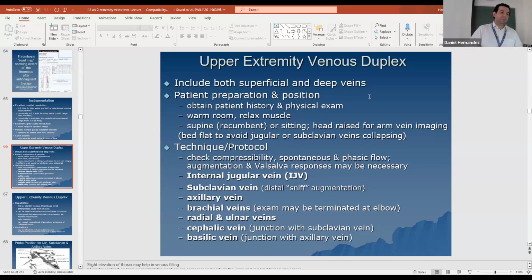And then we also document cephalic and basilic veins, because again, these are important superficial veins that are often accessed for intravenous lines and blood draws. So they're often the ones that are going to be poked and prodded. Again, that's part of Virchow's triad. They're subject to that intimal injury and susceptible to developing thrombosis.